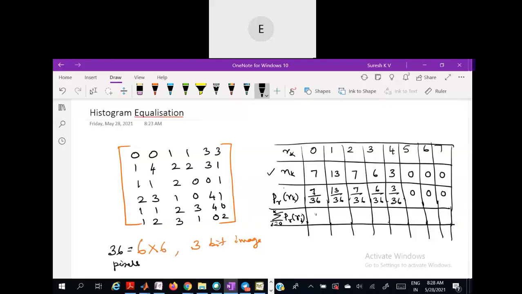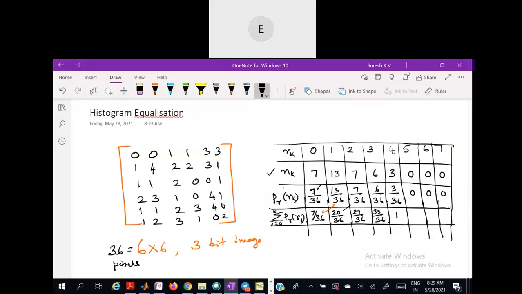So what is this block? Can somebody tell me? CDF. You have done this. What is the first one? I think the first one is the first value that you have here. What is the second value? Yeah, I thought it is simple. The second value is you have to add this to this, correct? 13 plus 7. Yes, sir. Correct. So 20 by 36. Third one, you have to add this with this. So 27 by 36. The 27 plus 6 is 33 by 36. 33 plus 3 is 36 by 36.